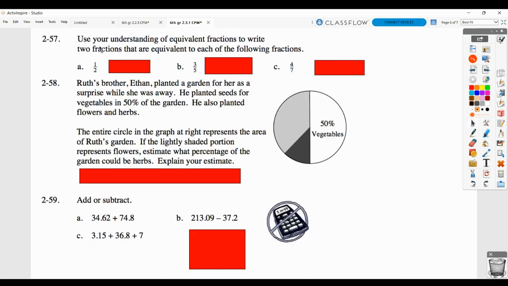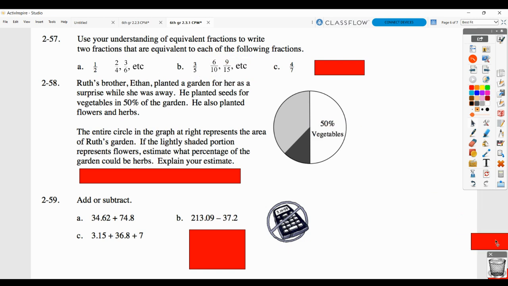Here you need to come up with two fractions that are equivalent to each of these. Now there's an infinite amount of possibilities, but make sure you're showing how you got them. So for example, if I multiply both top and bottom by 2, I would get 2/4. If I multiply top and bottom by 3, I would get 3/6. But again, there's an infinite amount.